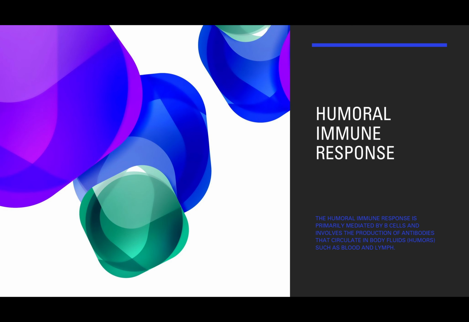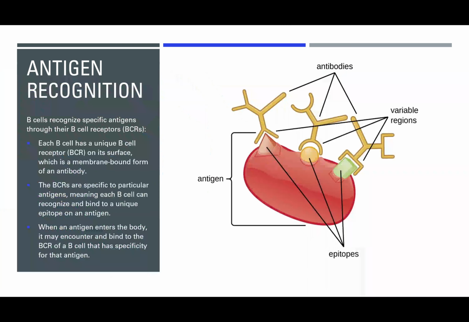So the humoral response. Now we know that the humoral response is primarily mediated by the B cells and involves the production of our antibodies, our immunoglobulins. And we call it humoral because they circulate within the humors, or what we call the body fluids. Those are termed the humors. So both blood and lymph are humors. Because the antibodies are flowing through the blood and through the lymph, it is called the humoral response. So the first thing we generally look at within humoral response is antigen recognition.